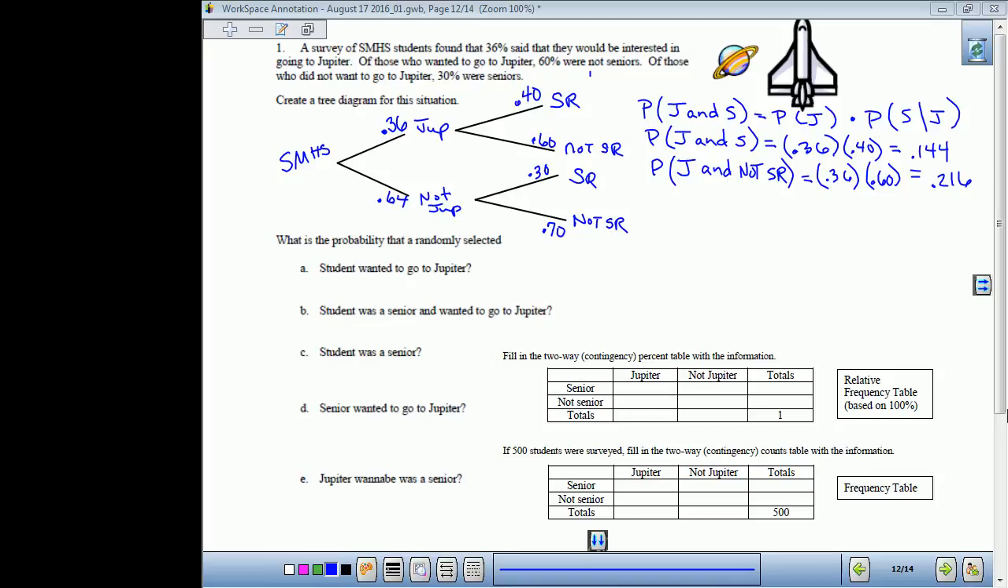Okay, so what we've done so far is create a tree diagram from the scenario. The scenario read, a survey of Stars Mill High School students found that 30% said they'd be interested in going to Jupiter. So that's where we got our first branch. 36% said they want to go to Jupiter, and then that would leave 64% not.